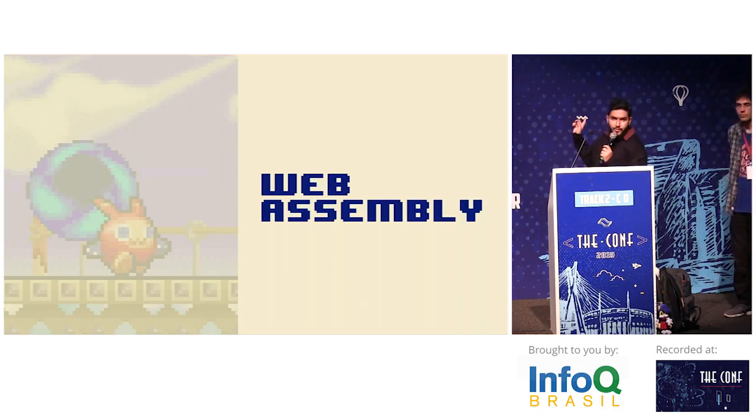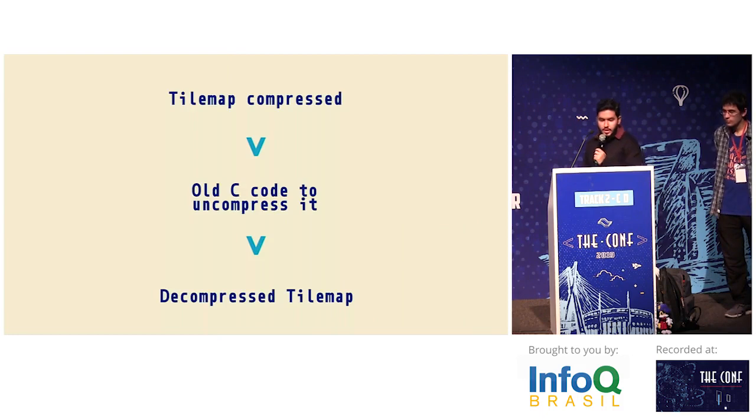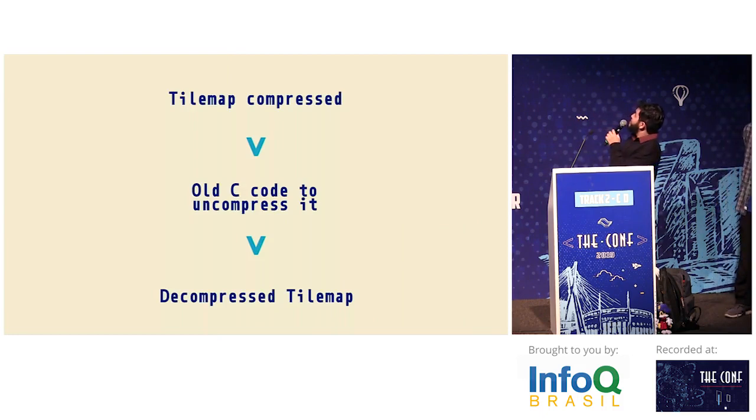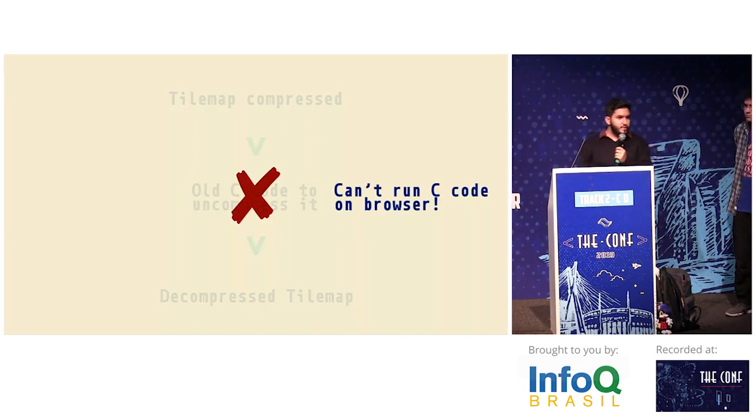WebAssembly, this is my favorite part, talking about the stack, because actually we have this. We have the compressed tile maps that Macabeus mentioned, and we have that old C code to uncompress them, and we get the decompressed tile map that we need. But there is one gotcha here, that is we can't run C code on the browser. So how would we do that?